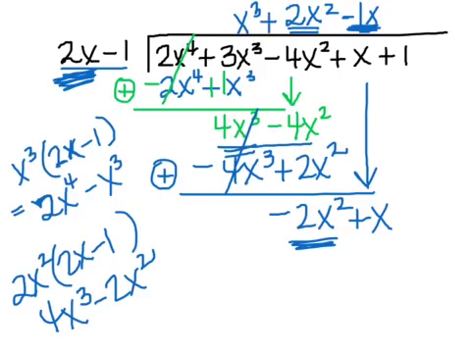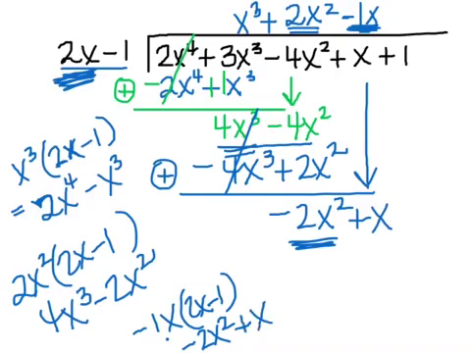Now, I didn't write a sign between the first two, but I need to. I need to write a plus there. If it's positive, write a plus. If the number you need to put in there is negative, write a minus. And then we do negative 1x times 2x minus 1, and that's negative 2x squared plus x. So that's what I write underneath.